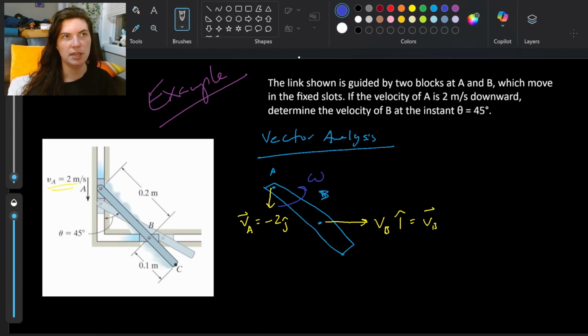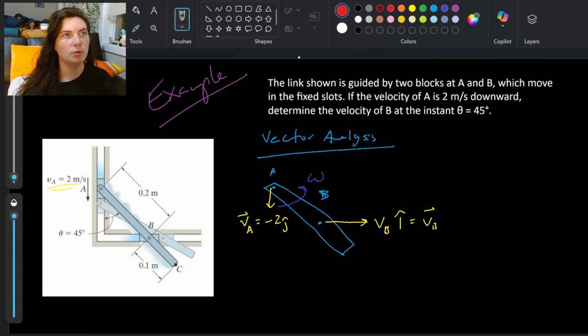This way B is pushing out underneath A. B is pushing out, kind of like a moment about point A, where B is moving to the right, so that omega is in a counterclockwise direction. We'll assume it's counterclockwise around point A.